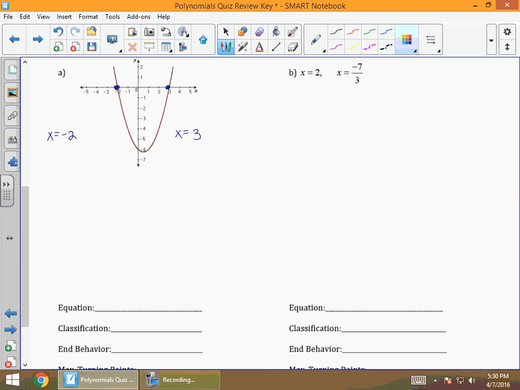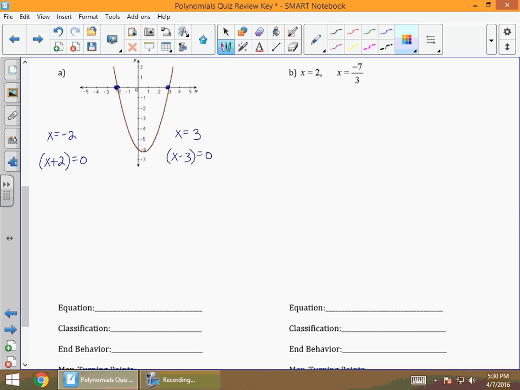So the first thing I'm going to do is find the factors. Factors are what I get when I have these things set equal to 0. So to get this set equal to 0, I can add 2. So x plus 2 equals 0. That's one of my factors. And the other one, I'll subtract 3. So x minus 3 equals 0. That is my other factor. Those are my 2 factors.